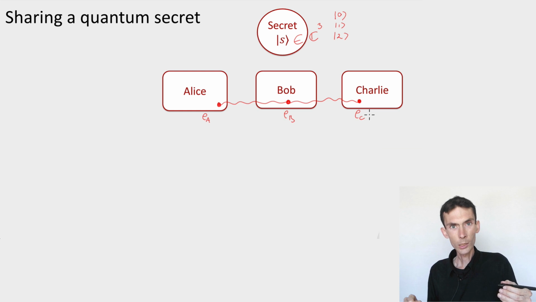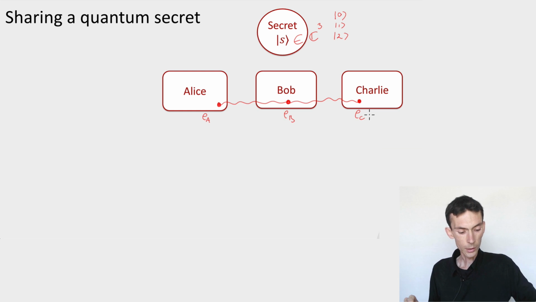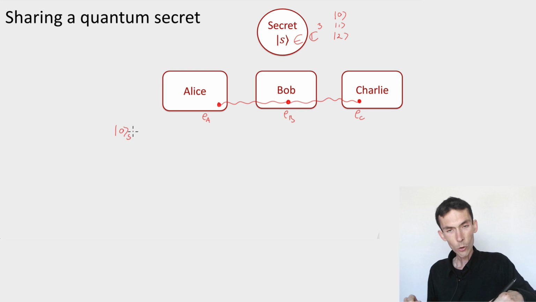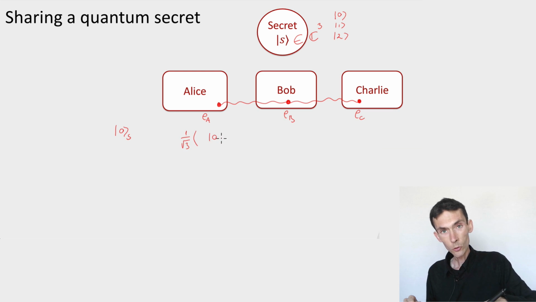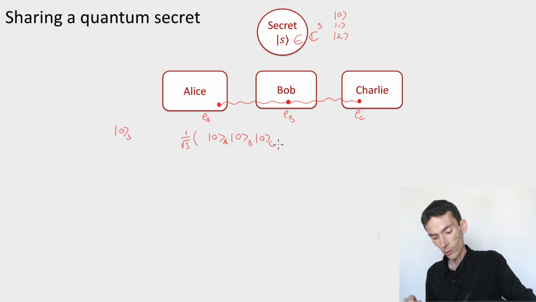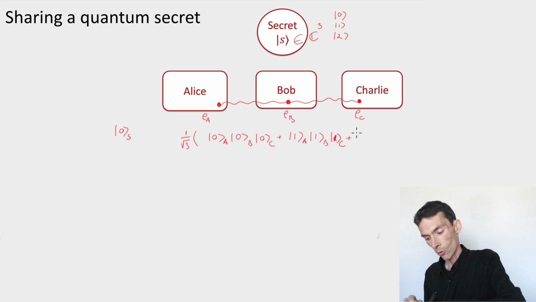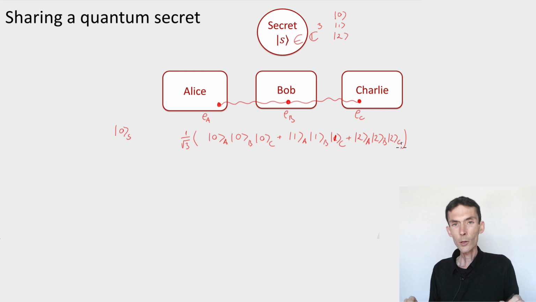I'll explain what the encoding is on basis states first. So let's take secret S equal to 0, and we're going to share this secret using the state 1 over root 3 normalization, and then a superposition of Alice having a 0, Bob having a 0, Charlie having a 0, or Alice, Bob, and Charlie each having a 1, or Alice, Bob, and Charlie each having a 2. Okay, so that's the encoding of the 0 basis state.